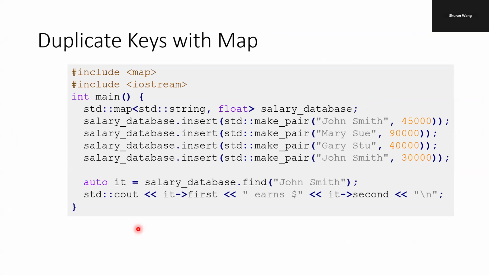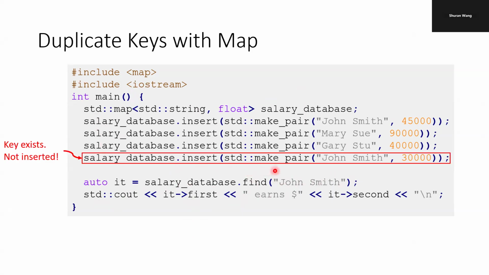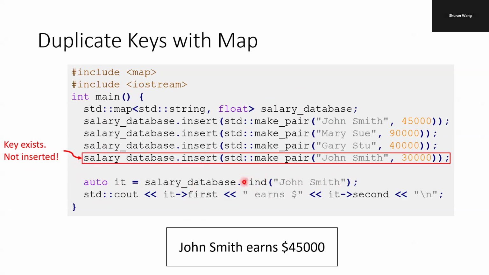Now consider the case where you have duplicate keys. Say you have a salary database of strings and float, and you have a person who is named John Smith, and you have another person who has the same name. When you are inserting into the map, the binary search tree, and when you find the John Smith by name, what will happen is that when it's inserting the second John Smith, the key already exists, so this insertion will fail. So when you do the find and output, it will only output the first John Smith inserted.